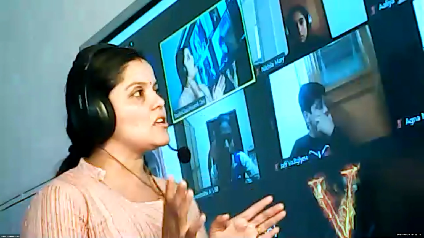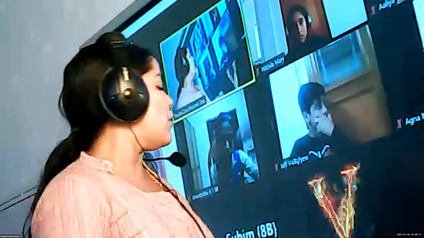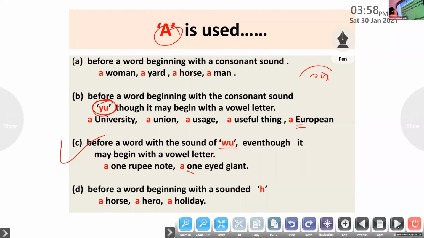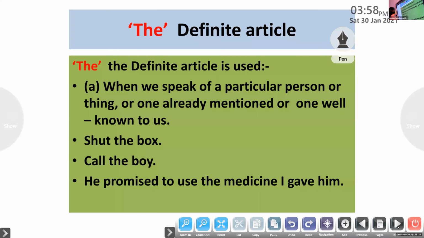Please learn these examples by heart, and they will guide you to use the right article in the right places. Now let me share how to use "the". We are actually moving into the use of "the". Children, you are already familiar; I have told you. We use the definite article "the" to point out a particular person or a particular thing, right?